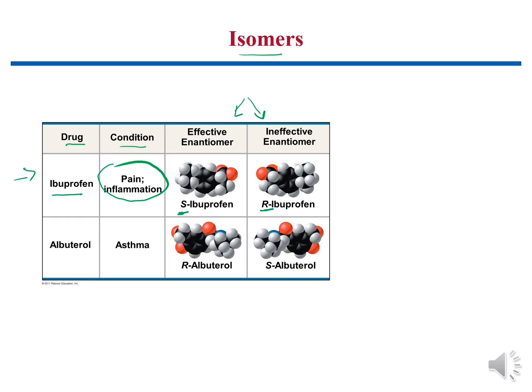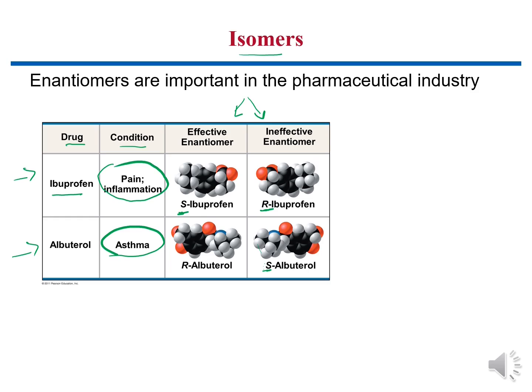And the second case is another example. In this case, this medication is good to reduce asthma attacks. However, here the R is the one that is effective, while the S is the one that is ineffective. So a thing that I wanted you to remember is that the human body has this incredible ability to be sensitive to even small changes. And again, enantiomers are important for the pharmaceutical industry.